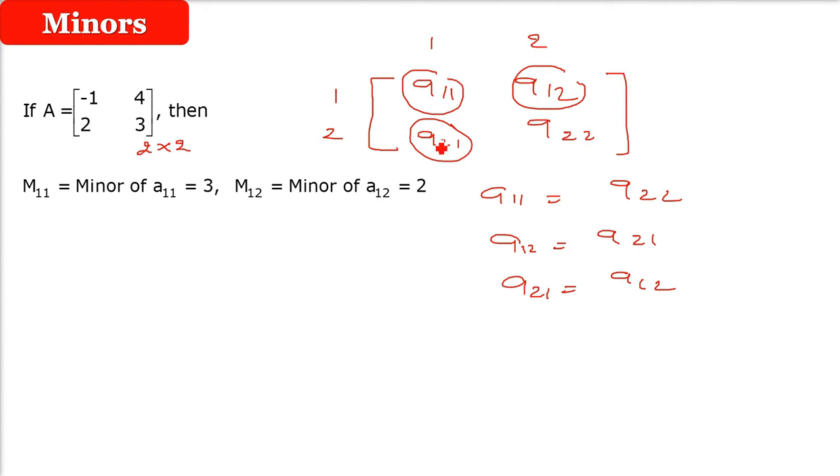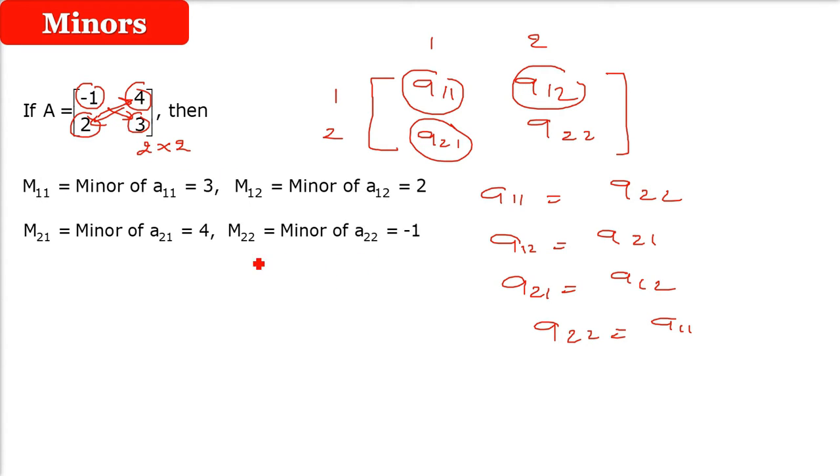Similarly for A22, if you leave the row and column, only A11 will remain. So, see, for minus 1, it will be 3. For 4, it will be 2. For 2, it will be 4. And for 3, it will be negative 1. So these are the minors of 2 by 2.